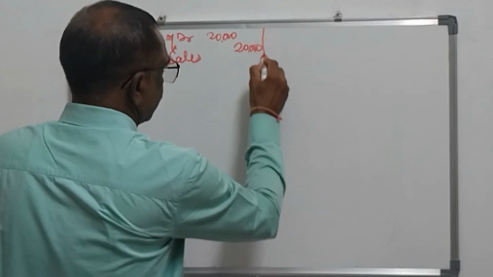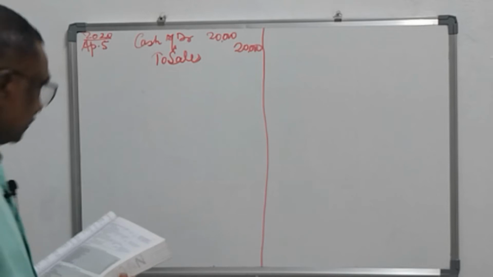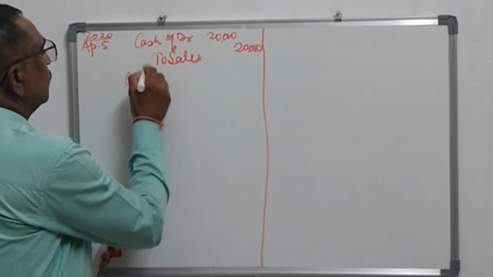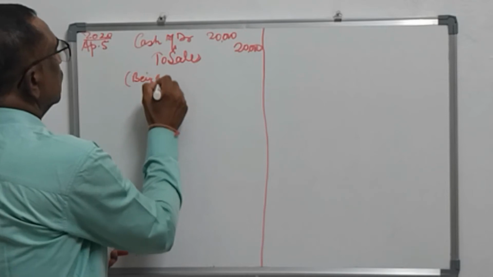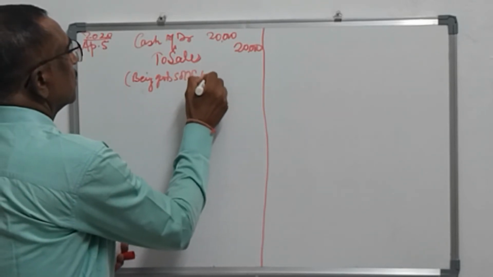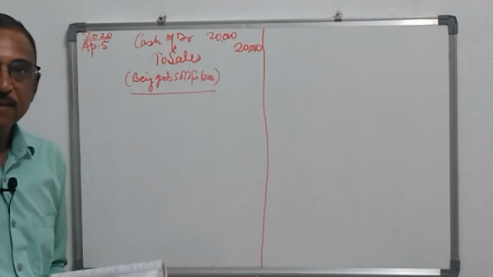Okay. Narration: being goods sold for cash. Okay.